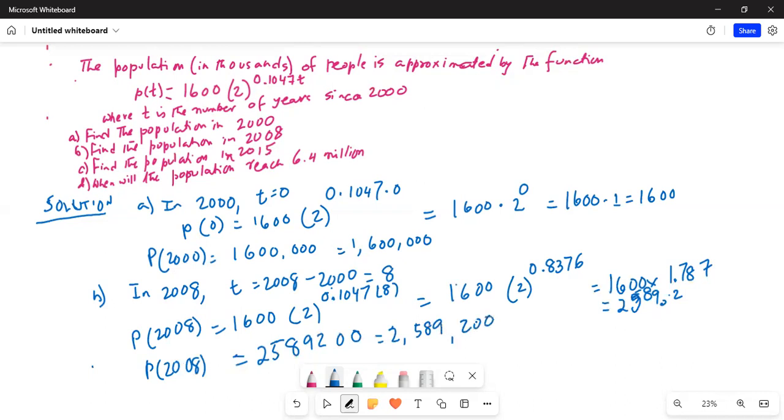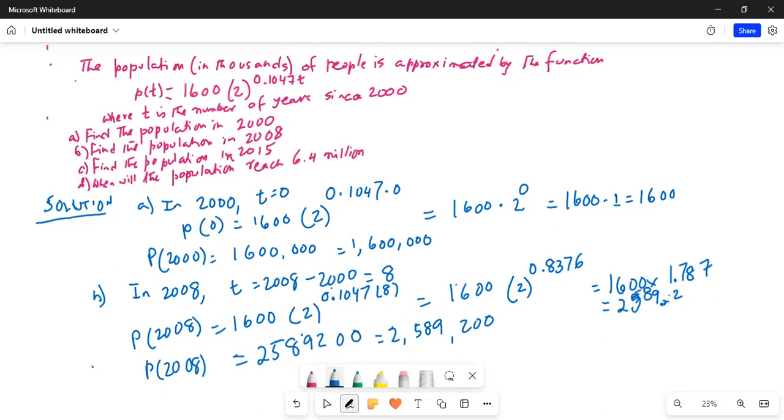Which is 2,589,200. Now you may wonder why not three zeros, because it's in thousands. We already have 0.2, and that 2 has accounted for the 200. Actually, we multiplied 2589.2 by 1000 and we get 2,589,200. Okay, so that's part B.